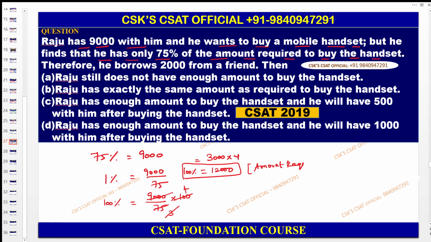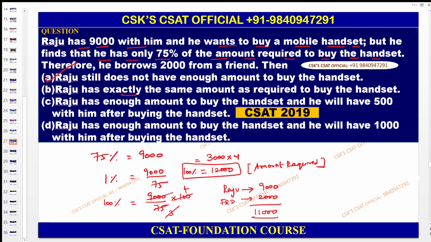But he has only 9,000. So Raju has 9,000. His friend is giving 2,000 rupees. Now the total he has is 11,000 rupees, but he needs 12,000. So now let us move on with the options. Raju still does not have enough amount to buy the handset. Yes, this is correct, since he requires 12,000 but has only 11,000. Check the rest of the options also.